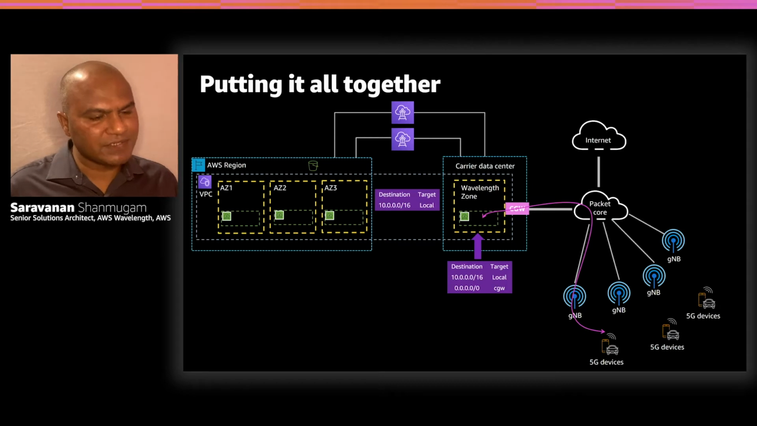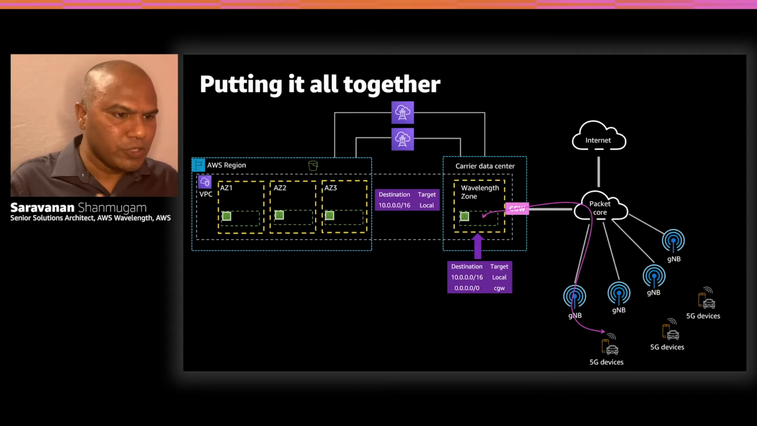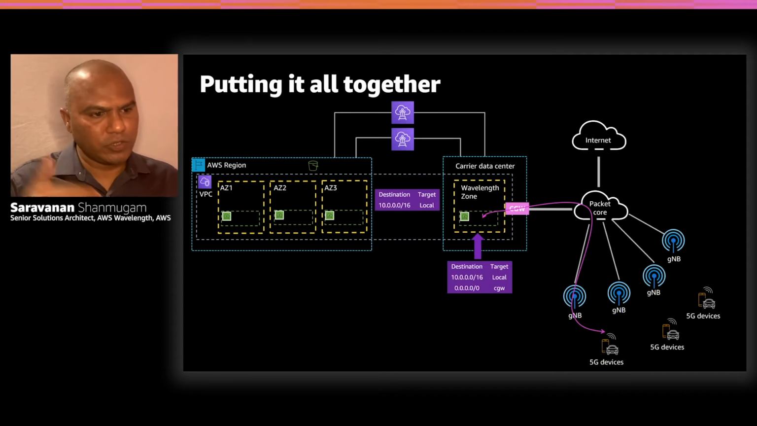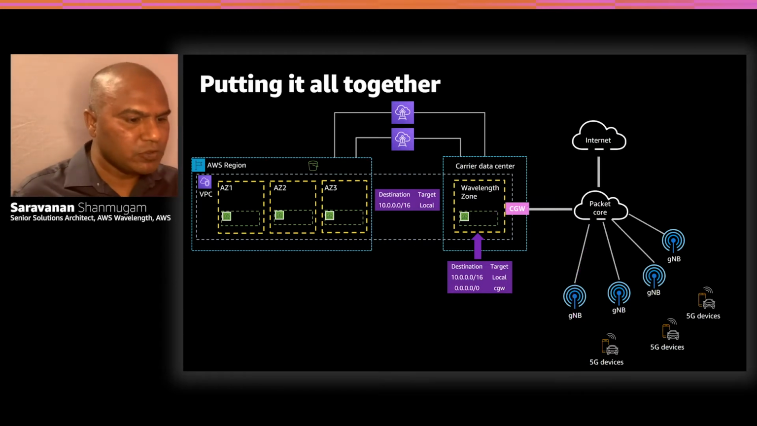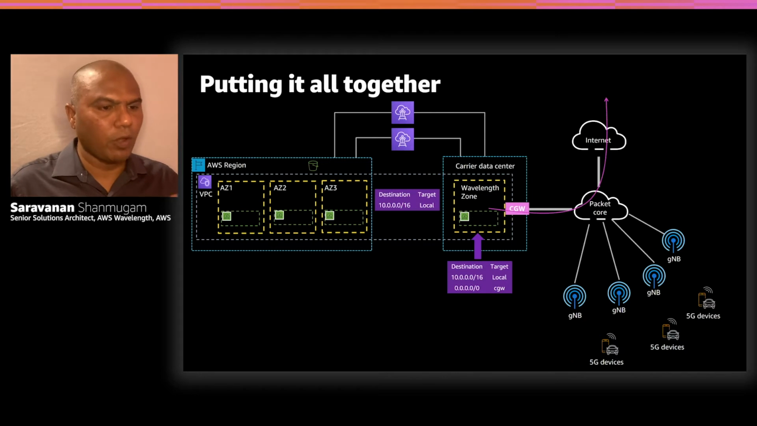So what that does is any traffic that originates or any traffic that hits the Wavelength Zone needs to be routed back to the carrier network. It is routed using that subnet table, which tells that any packet beyond 10.0.0.0/16 has to be routed through the carrier gateway. So that's how you connect to your applications, or you connect to your clients who are in the carrier networks. And using this particular route table, you can also route traffic from the Wavelength Zone to the internet, right?